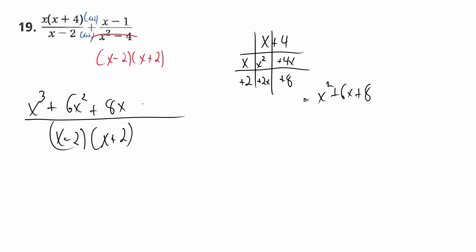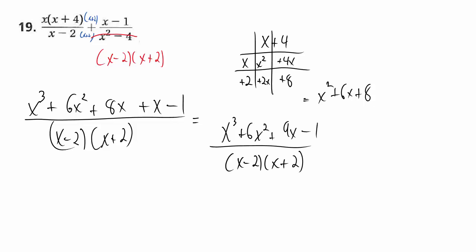This thing right here I'm adding, so I don't have to worry about distributing a negative, so it's plus x, and then it's a minus 1. The only like terms that I can combine are the plus 8x and this, which is essentially a 1x. So we get x cubed plus 6x squared plus 9x minus 1 all over that common denominator.